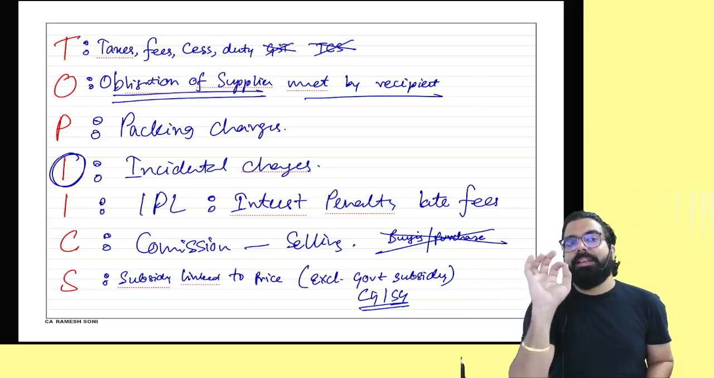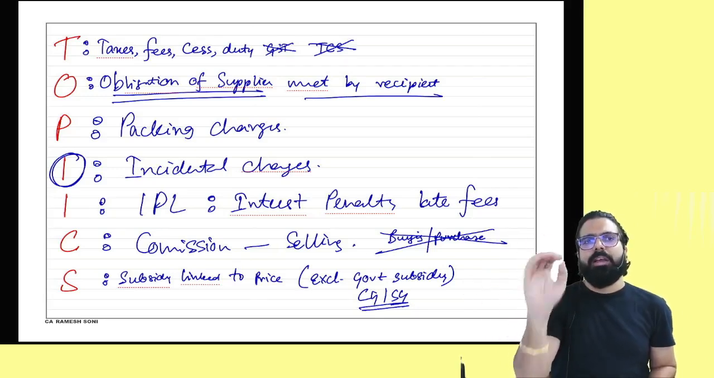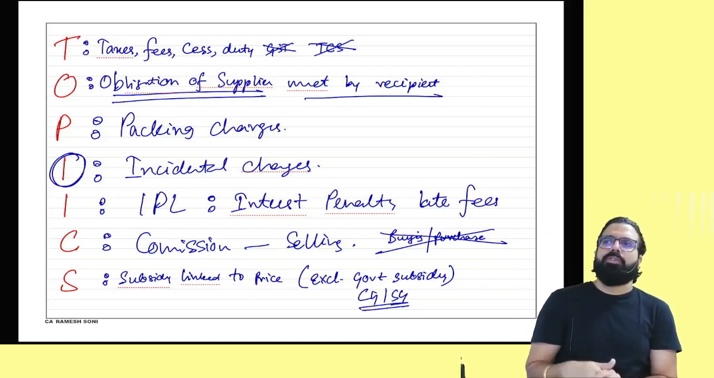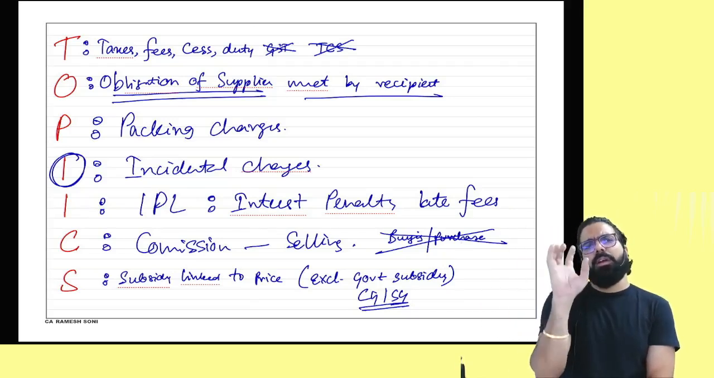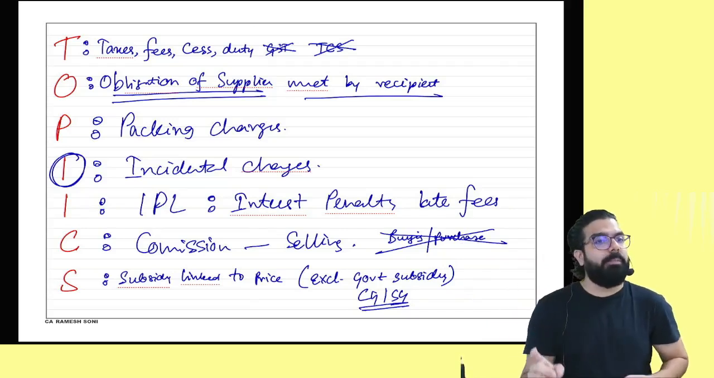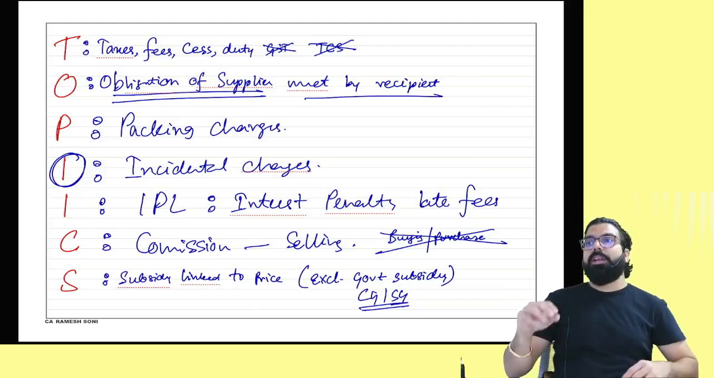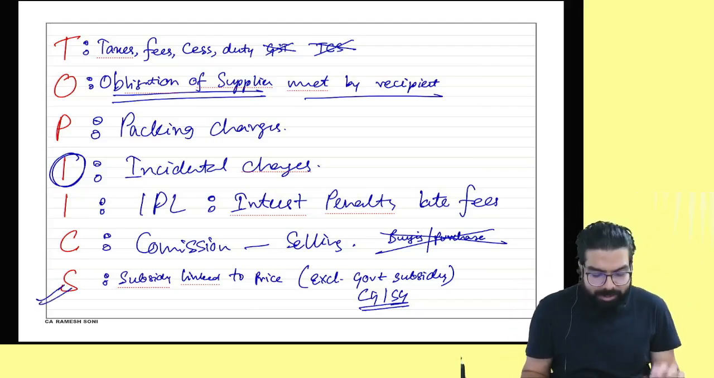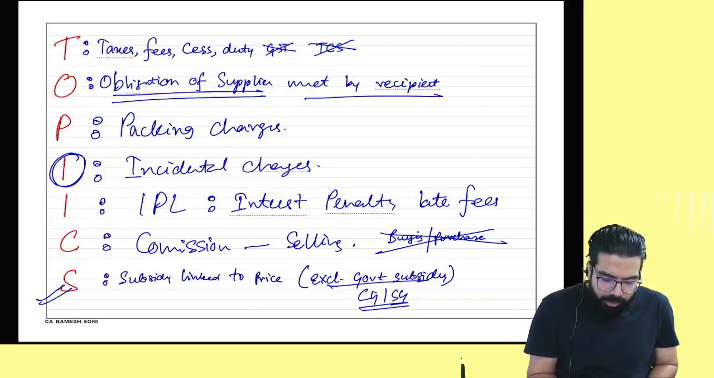I for incidental charges. If I charge any incidental charge, always to be included. Then I for IPL, and C for commission. Which commission? Selling commission. Purchase commission, buying commission, never to be included. And the last one over here is subsidy. Always remember, if subsidy is linked to price, it should always be included other than government subsidy.